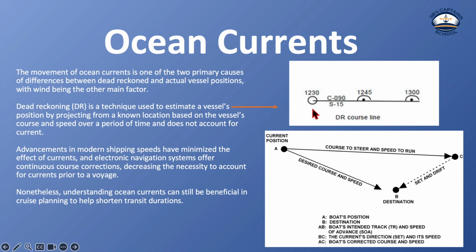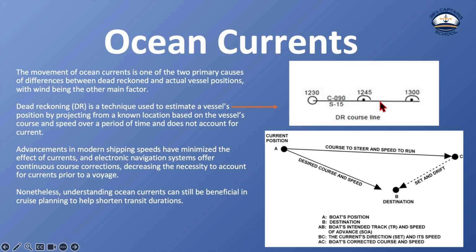If we look, here's a basic dead reckoning course line. At 12:30, we start from this known position. We're on a course of 090 and a speed of 15 knots. So we can project where our position should be at 12:45. If we're going for 15 minutes at 15 knots, we should cover 3.75 nautical miles. That puts us right here at 12:45, and then this position at 1300.